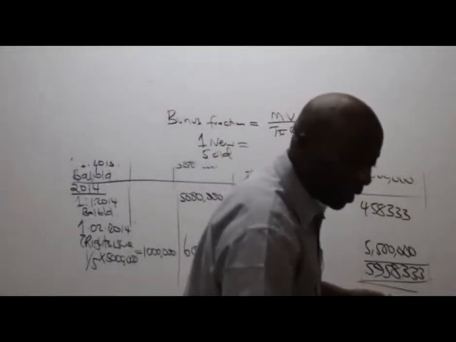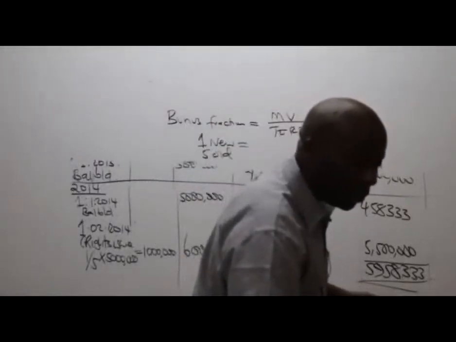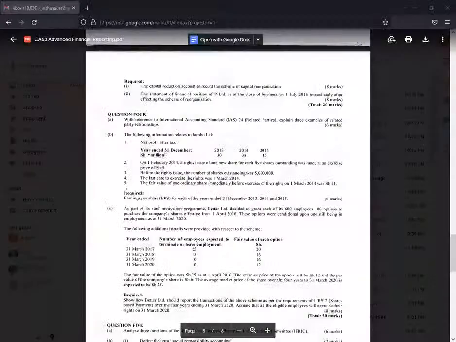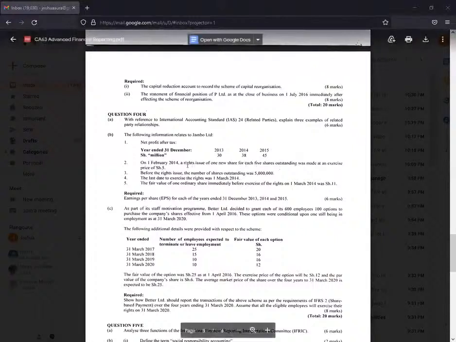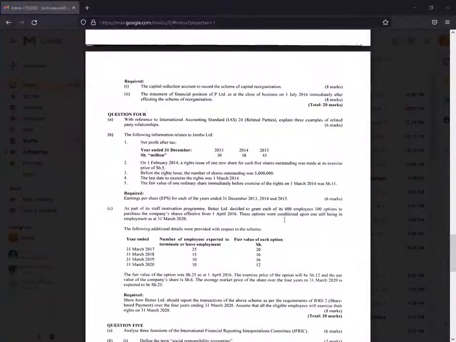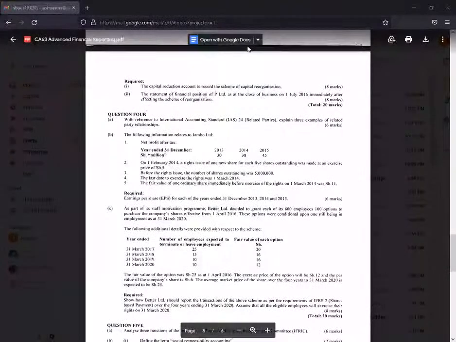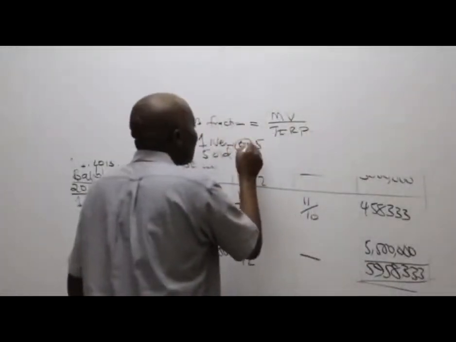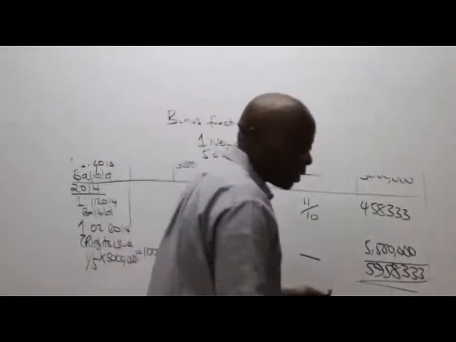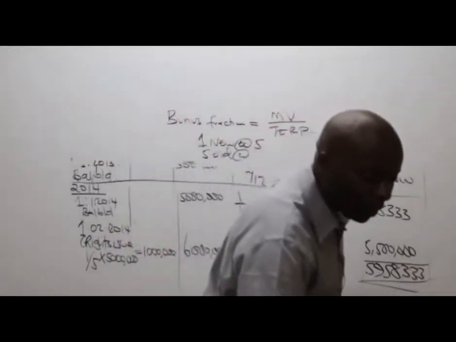So when we read here, ladies and gentlemen, they have told us that on 1st February 2014, a rights issue of 1 new share for each 5 shares outstanding was made at an exercise price of 5. So the rights price is 5. So 1 new at 5 bob, and then the 5 old shares, each one of them was going for 11 bob.